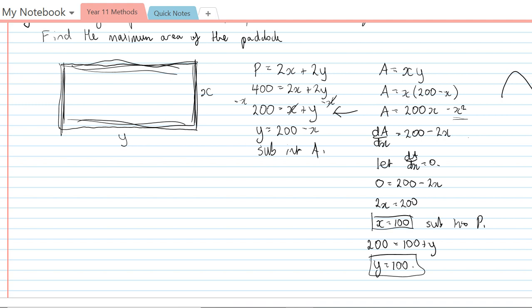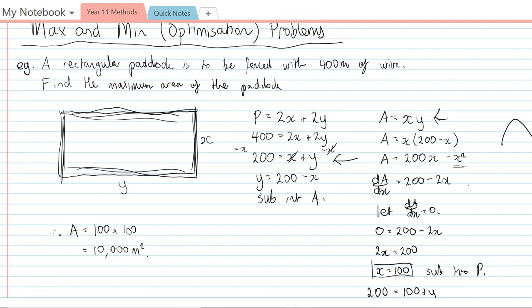So therefore, the area is equal to xy from this line right here. So that is just 100 times 100, which is equal to 10,000 square metres. So that is the maximum area of the paddock. And you might have noticed that this actually makes it a square paddock because it's 100 by 100. But it's important to remember that a square is a type of rectangle, but rectangles are not a type of square. So, yeah, that's all there really is in that question there.